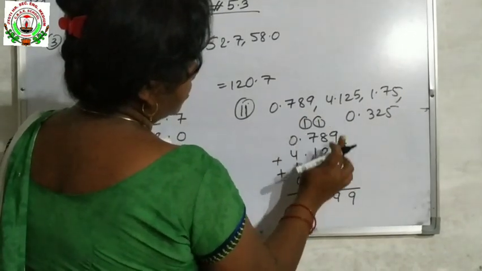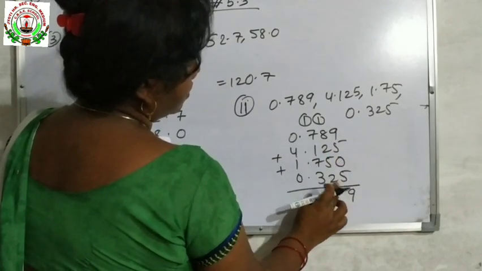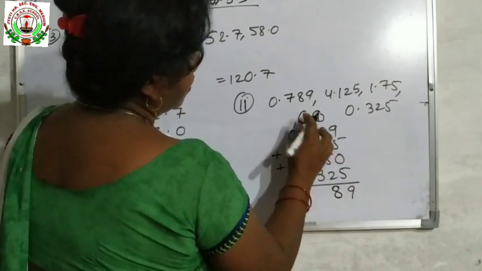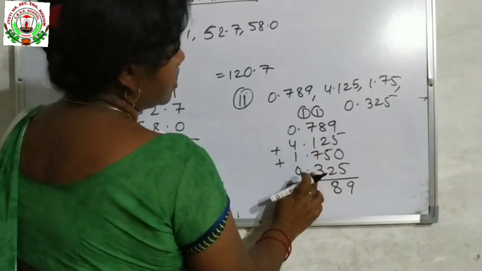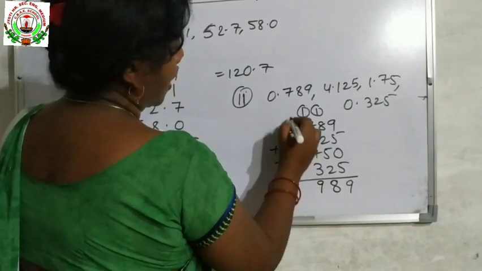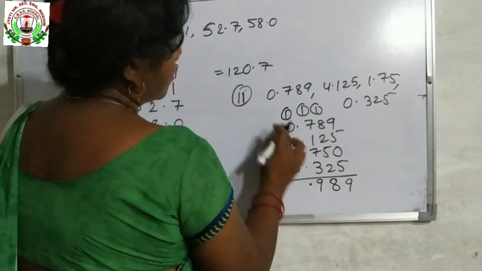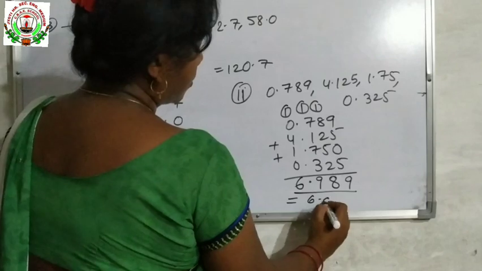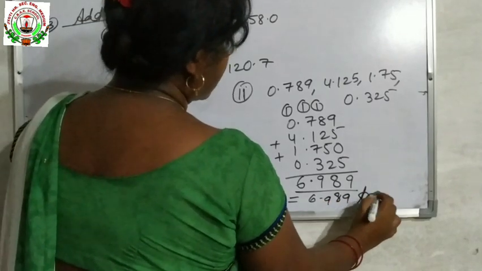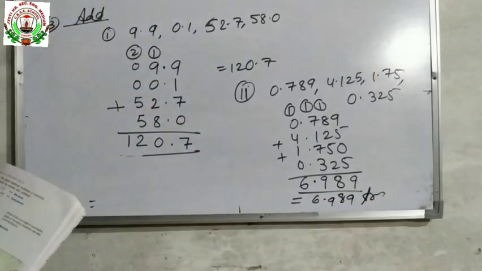8 plus 2 is 10, plus 1 is 11. 11 plus 5 is 16, 17. 18 will come here. 1 carry. 7 plus 1 is 8. 8 plus 1 is 9. 9 plus 7 is 16. 16 plus 3 is 19. 9, 1 carry. 4 plus 1 is 5. 5 plus 1 is 6. So our correct answer is 6.989. This is the answer. Understood, children, how to add?